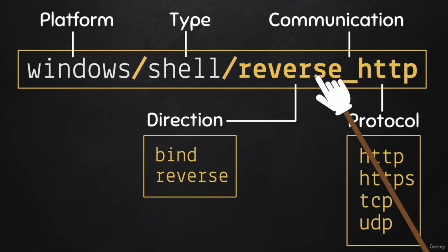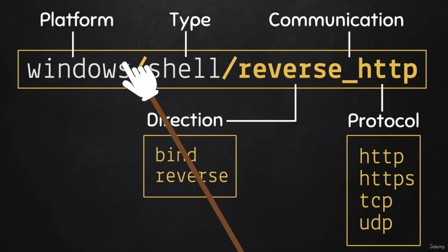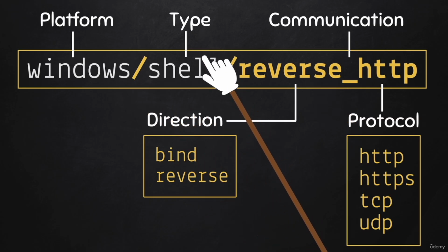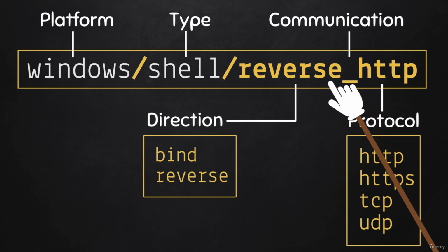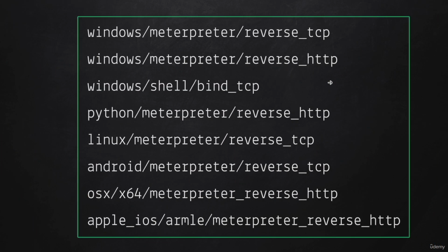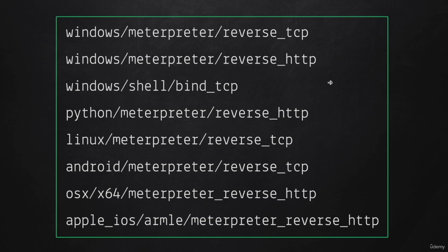So this is a very common naming convention when it comes to payloads. We have the platform in the first part, the type of the payload in the second part, and the communication method in the last part. So let's just have a quick look at a few examples just to make sure that we understand this properly. These are very common payloads that you might see or use yourself in many places.